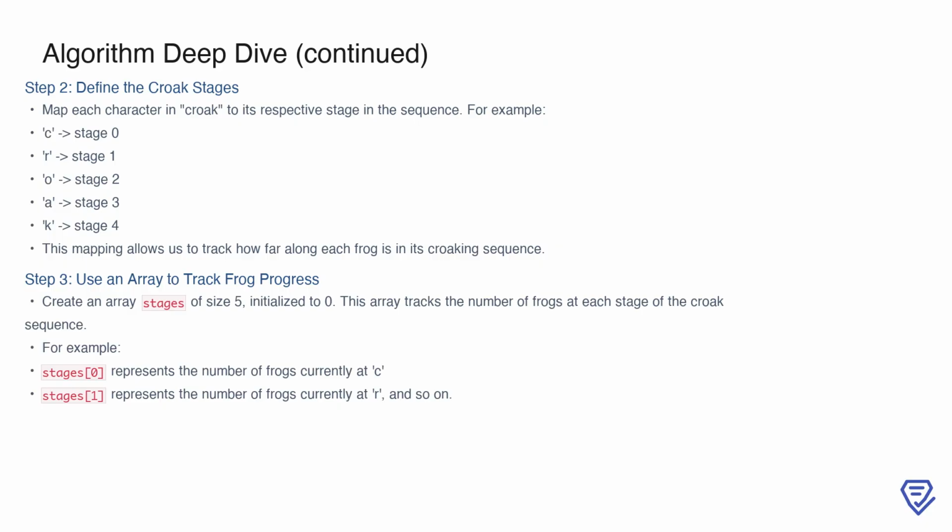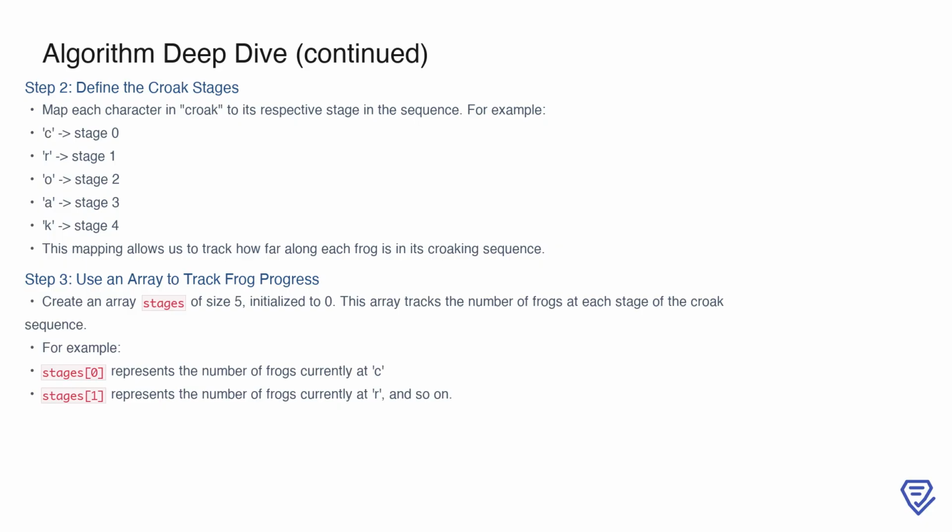The next step involves defining the croak stages. Each character in the word croak corresponds to a specific stage in the sequence. For example, C represents stage 0, R represents stage 1, O is stage 2, A is stage 3, and K is stage 4. This mapping allows us to systematically track the progress of each frog as it croaks through the sequence. To implement this, we use an array called stages of size 5, initialized with zeros. This array keeps track of the number of frogs at each stage of the croak sequence.